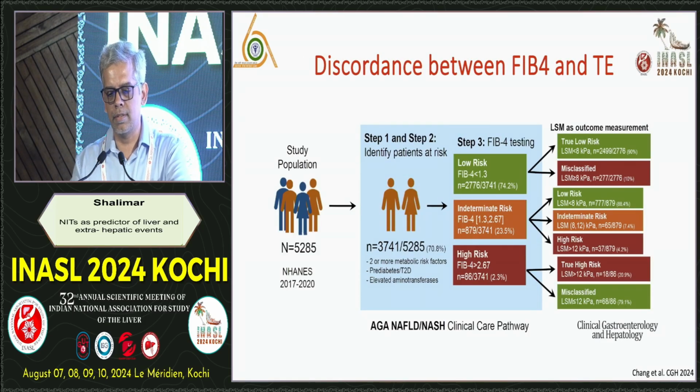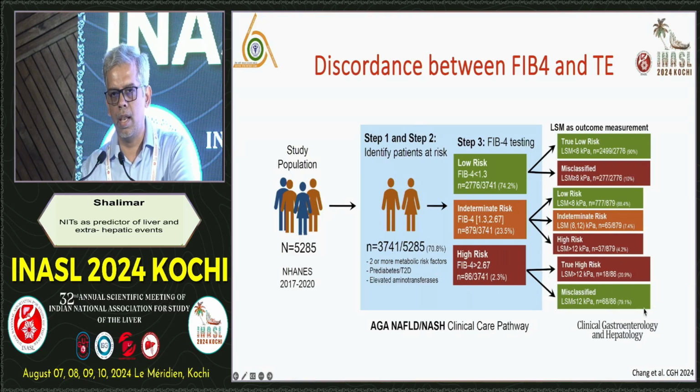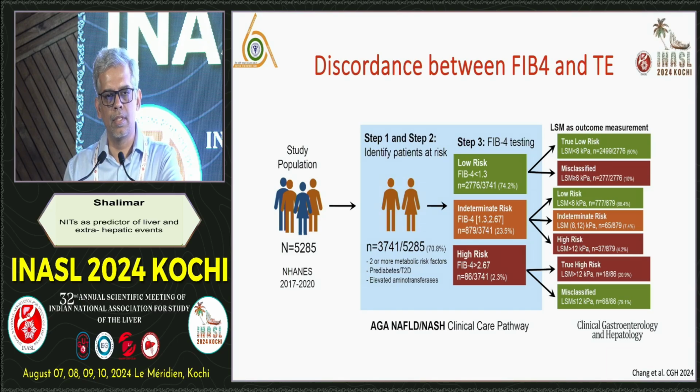There is also a discordance when we use different NITs. This study from the US showed that when we use FIB4 as the first screening tool and patients are categorized as low risk, and when LSM is used as the second step, we find that almost 10% of the patients are misclassified. The percentage of patients who are misclassified increases significantly in those individuals who have been classified as high risk based on FIB4, and this misclassification goes as high as 80%, highlighting the fact, which we've been discussing since the first session, that the scores do change and we need better cutoffs for these scores.